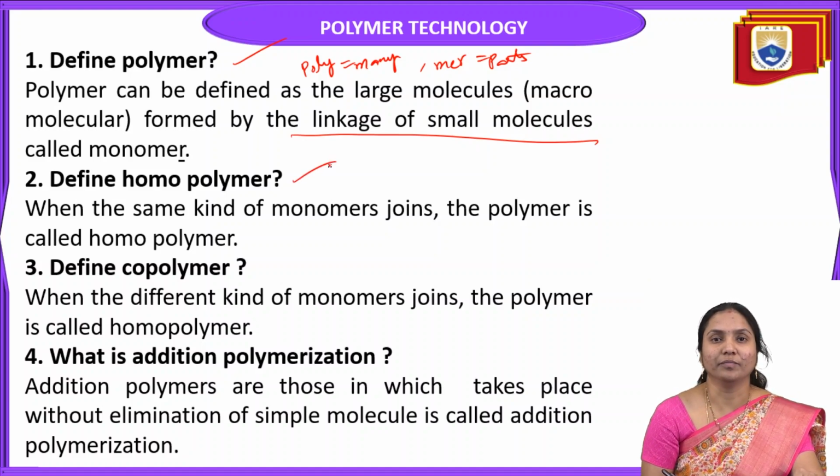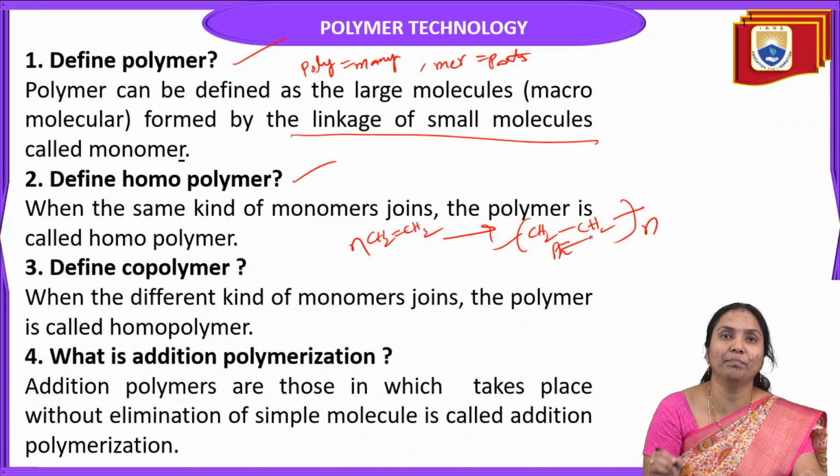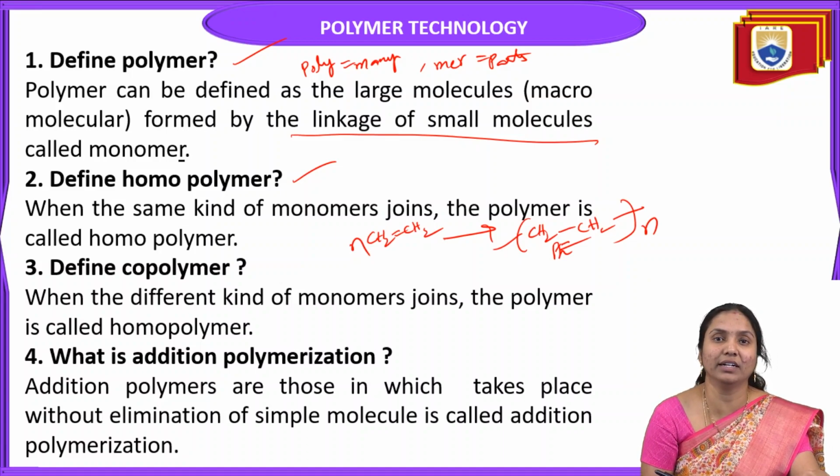Define homopolymer. When the same kind of monomers join, the polymer is called homopolymer. That means generally monomers undergo polymerization and then form a polymer. Here all the linking monomers are the same, the same monomeric unit repeated in the polymer, and that is called homopolymer. For example, ethylene, polyethylene. This is the ethylene monomer. A number of ethylene monomers repeated then form polyethylene. This is a polymer. The same monomer repeated several times forms a polymer. These types of polymers are called homopolymers.